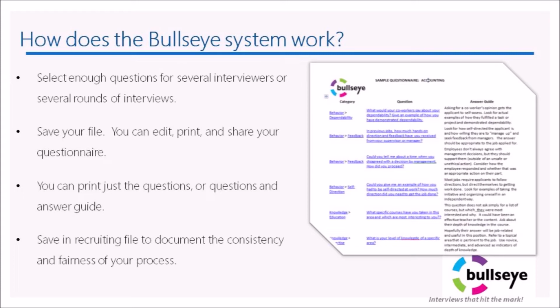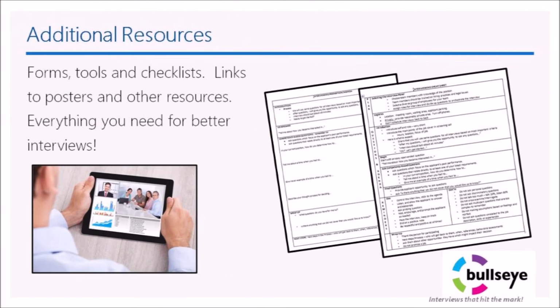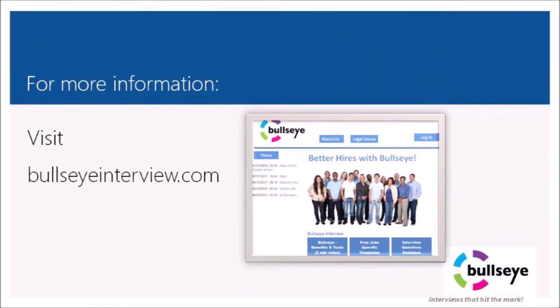Each question provides an answer guide on what to look for in the applicant's response to your question. You can also select from pre-made job-specific templates that are a selection of attributes that are common to specific positions. Also included are additional resources such as forms, tools, and checklists that will assist you in standardizing your interview process. For more information, see bullseyeinterview.com.